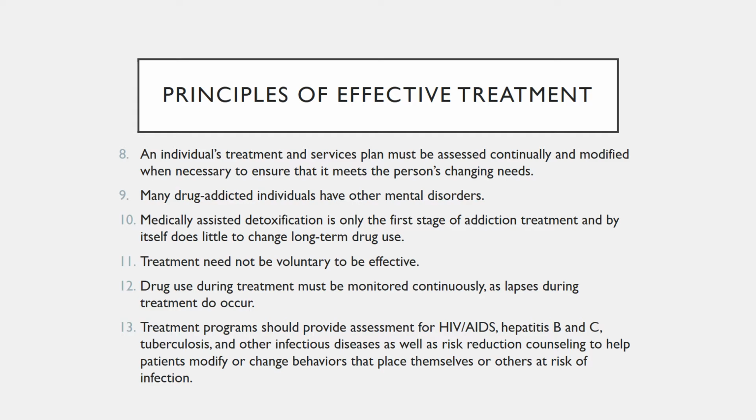Number 9 is that many drug-addicted individuals have other mental disorders. So this is the idea of co-occurring disorders, and it's something that we'll talk further in depth about in a few weeks. But recognizing that is important, and effective treatment programs will be able to address both of those issues that an individual might be experiencing, and at least to provide referrals and treatment for mental health treatment as well.